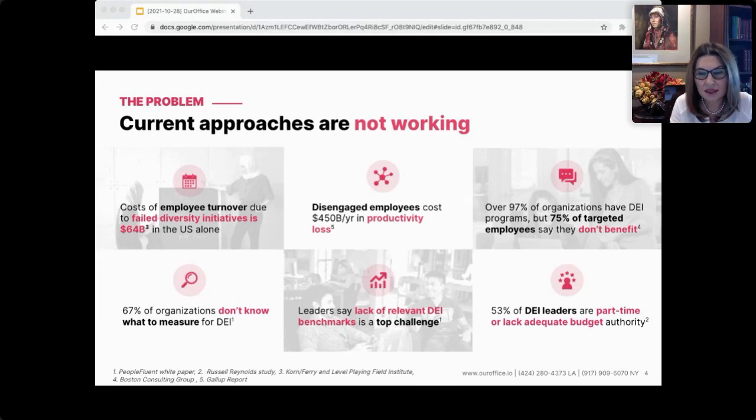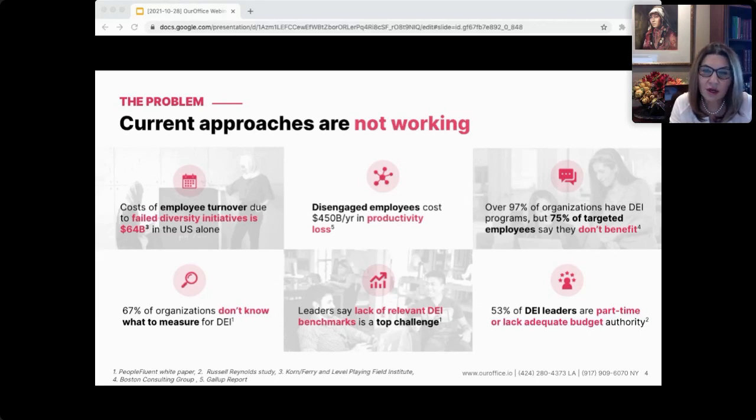And BCG did a study. They do this study every year, and the latest one we saw says that over 97% of organizations have DEI programs, but 75% of the targeted employees say they don't benefit. So these are problems. And some of the underlying problems that lead to these, what are observables here, is that a lot of leaders, a lot of organizations don't know what to measure for DEI. 67% say that they don't know. Leaders say that they really need DEI benchmarks, and to see where they stand and what they should improve. And that's a top challenge.